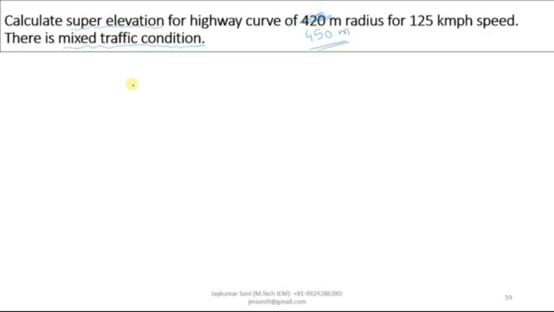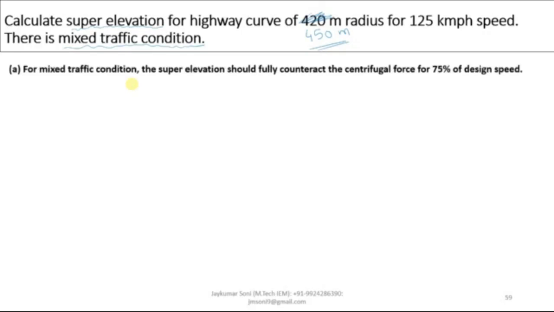So as we have learned in the designing of super elevation, while we are dealing with the mixed traffic condition, the first step that we need to encounter is calculating the value of E. So what was the first step? The first step was that for mixed traffic condition, the super elevation should fully counteract the centrifugal force for 75% of design speed. Means we will be calculating it like this: E is equal to V square by 225 R. This is the equation that you will use for mixed traffic condition, whenever 75% of design speed will be considered to counteract the centrifugal force.